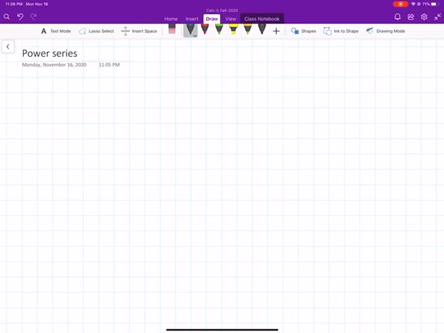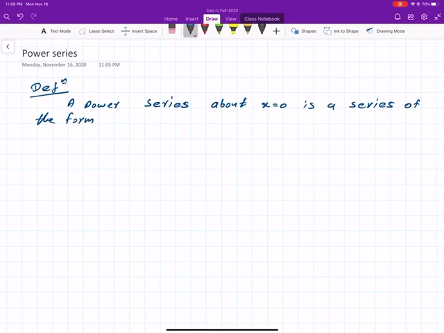First of all, I'm going to give you the definition of power series. A power series about x equals 0 is a series of the form sigma n goes from 0 to infinity Cn x to the power n, which is C0 plus C1 x to the power 1 plus C2 x to the power 2 plus ... plus Cn x to the power n plus .... This has infinitely many terms. So this is the expanded form of a power series.